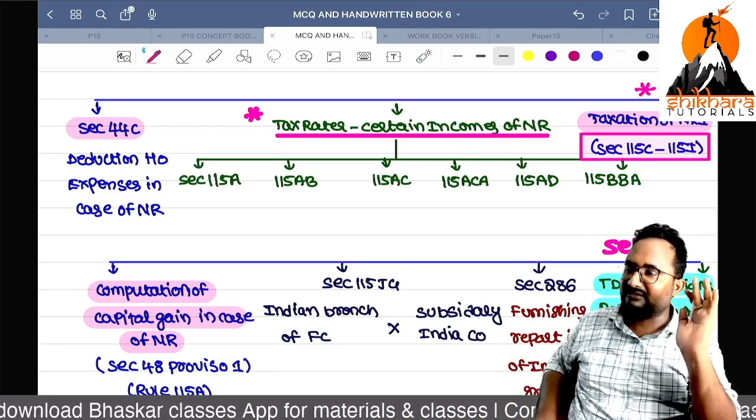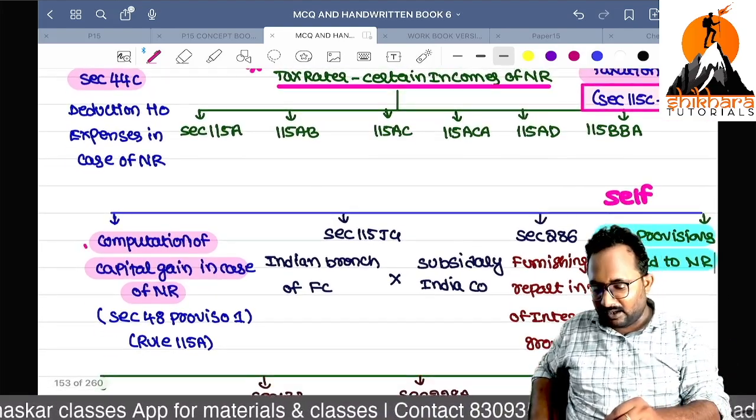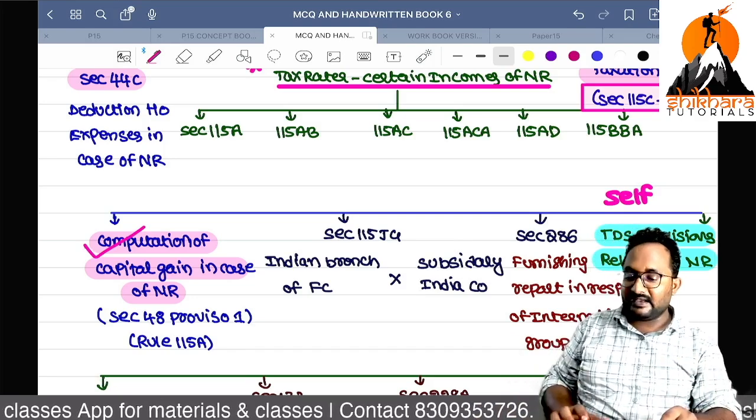If you are ready, then I will start. After that NRI provision, I will go with the what, ma? This also. Linking provisions. Yes.